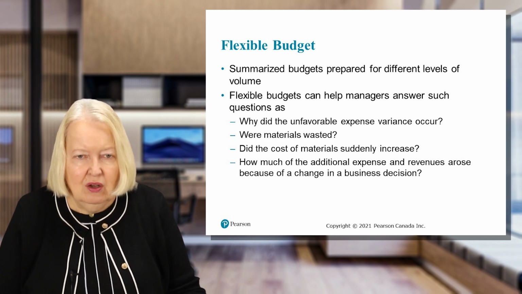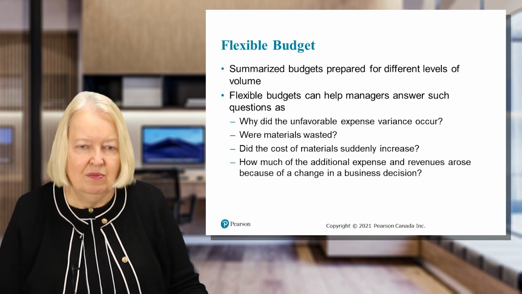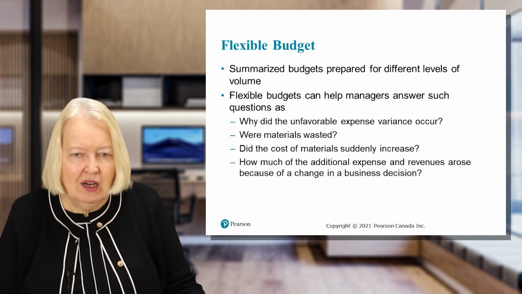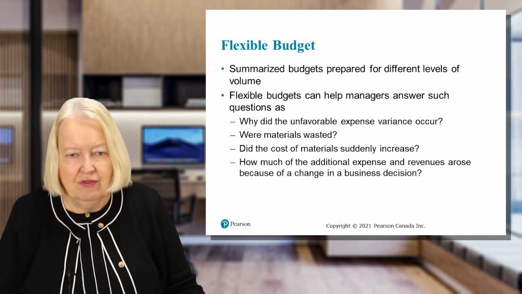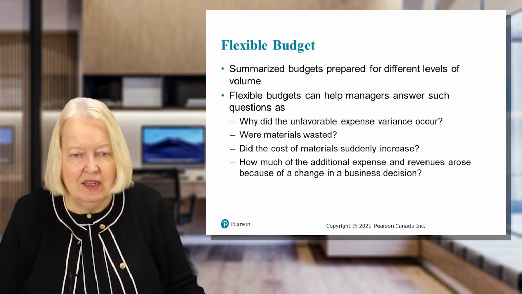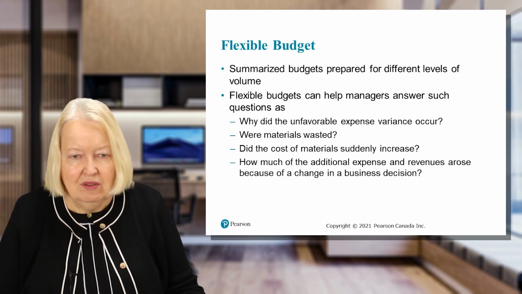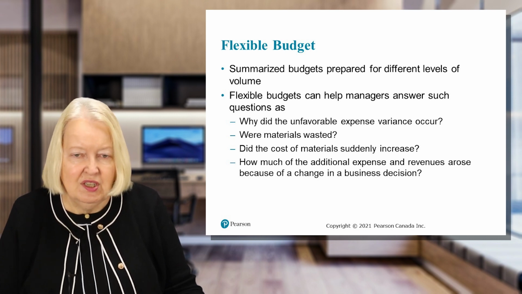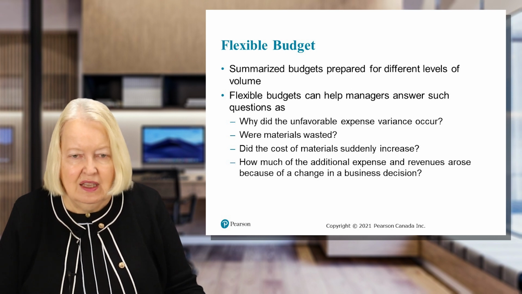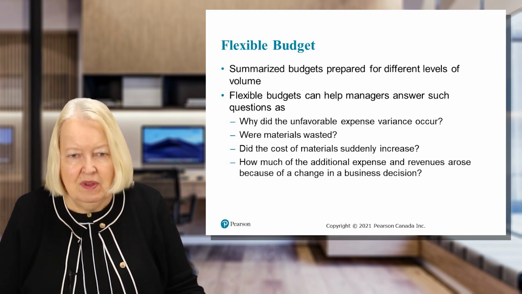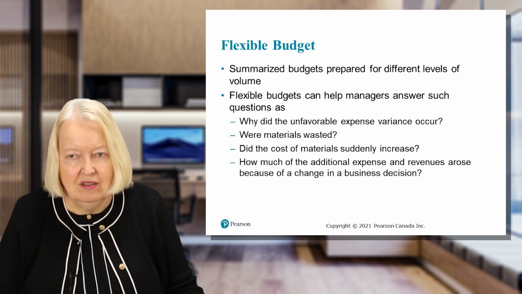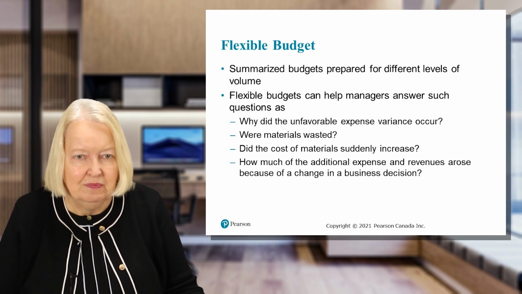So the whole point of flexible budgets is to help management figure out why the costs are different from what they had anticipated when they set their budget. So why did the unfavorable variance occur? Did you waste some materials? Did the cost of materials increase? Maybe there was some business decision that changed the expenses, such as deciding to give the workers a raise, for example.